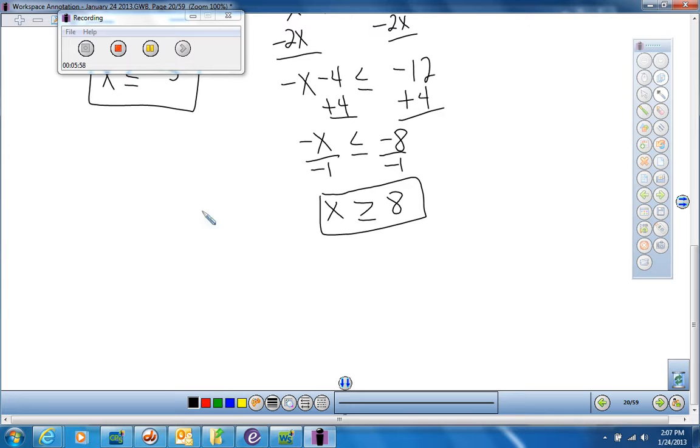Alright, let's go ahead and look at the last one that I assigned to you. With this we had number 14. We have 8 to the x minus 1 is less than or equal to 32 to the 3x minus 2.